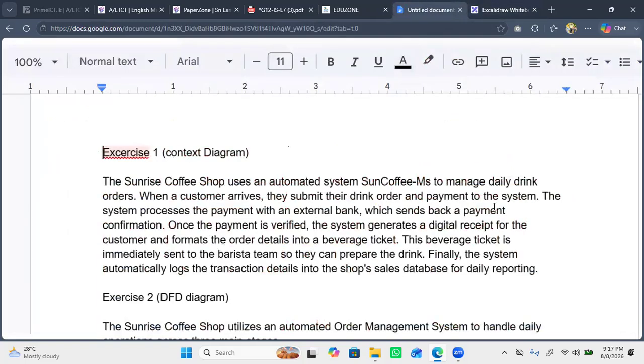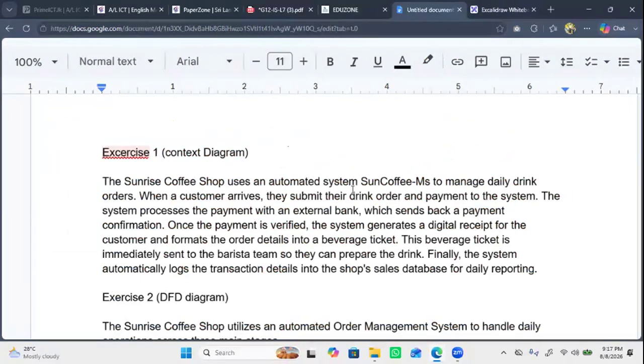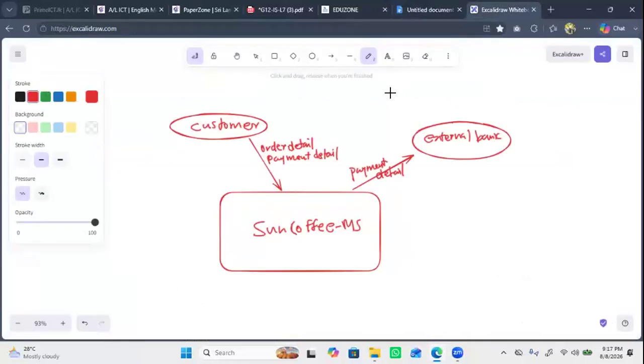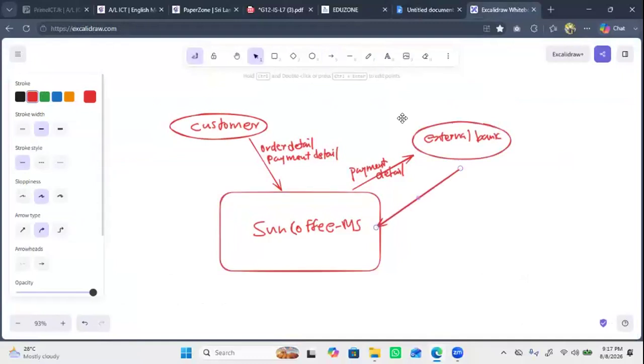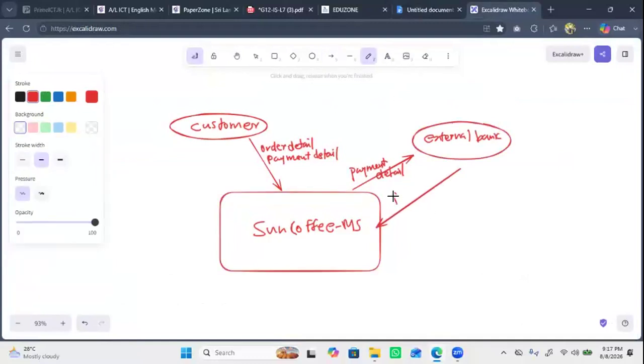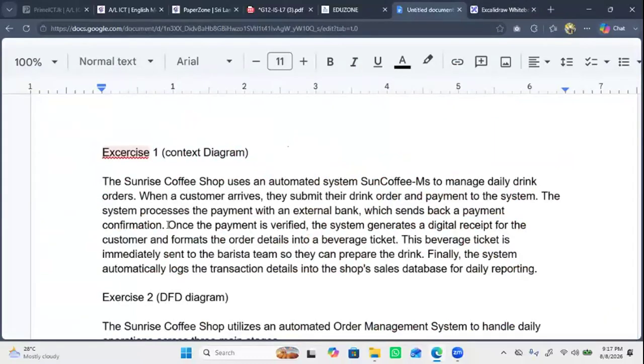Fine. After that, the bank sends back a payment confirmation. Okay, the bank is sending back the payment confirmation. Payment confirmation is being sent. Right. Okay, that part is also done.